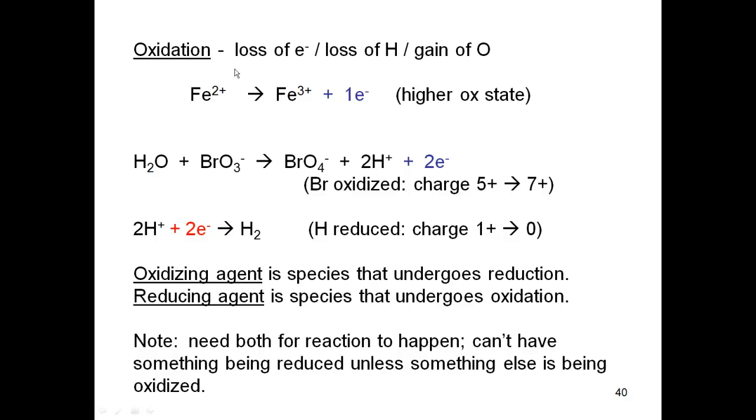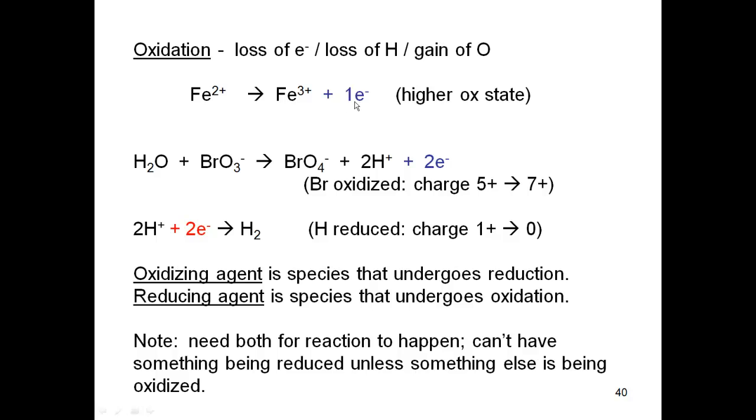Oxidation can be looked at as loss of electrons or loss of hydrogen or gain of oxygen, which gets back to the old definition of oxidation. Just the word oxidation gives you an indication that it's being oxidized, meaning gaining oxygens. We're using the same equation we just did before, but we flipped it now. I got iron 2 going to iron 3. It's going to a higher oxidation state. That's an oxidation. Anytime we're dealing with oxidation, you can have electrons on the product side.